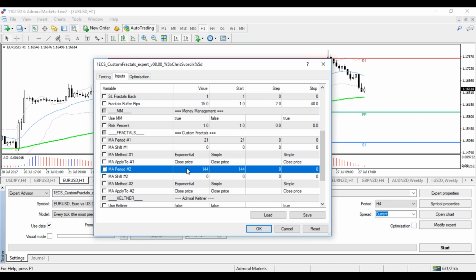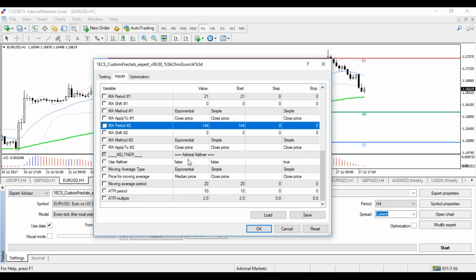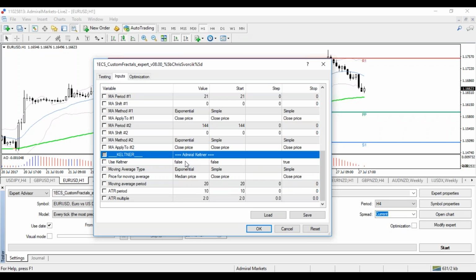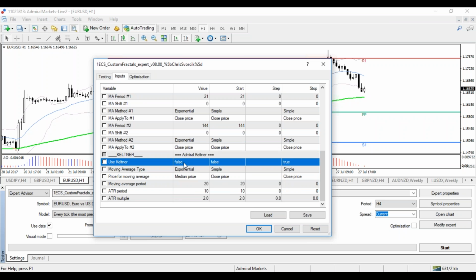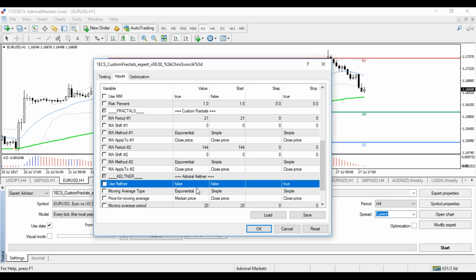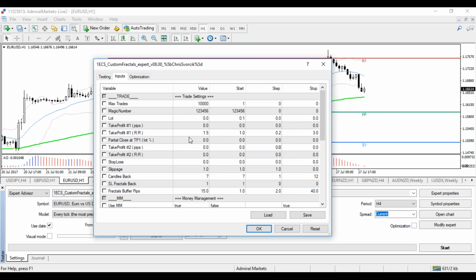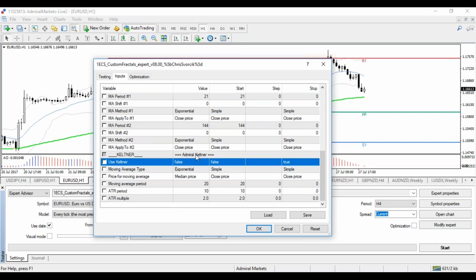Which moving averages I use for the trend, because I'm trading with the trend. And a filter is also available with the Keltner, indicating that if there is a breakout when the price is beyond the Keltner, it would avoid trading it as a filter. So now it's false. It could be turned on as well. So these are particular settings that are available.